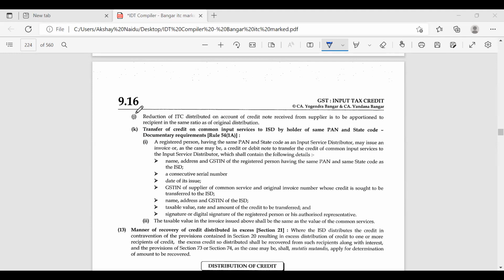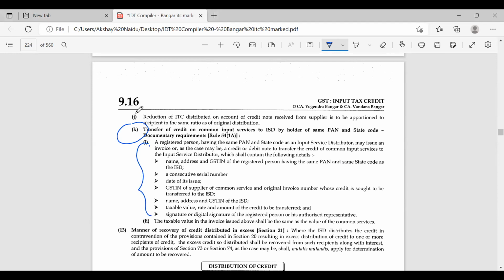No need to read this. You won't be asked what is to be included because this is already in your invoice wala part, कि ISD के invoice में what should be there. What is this? 13th wala point and J. Quickly someone explain me.